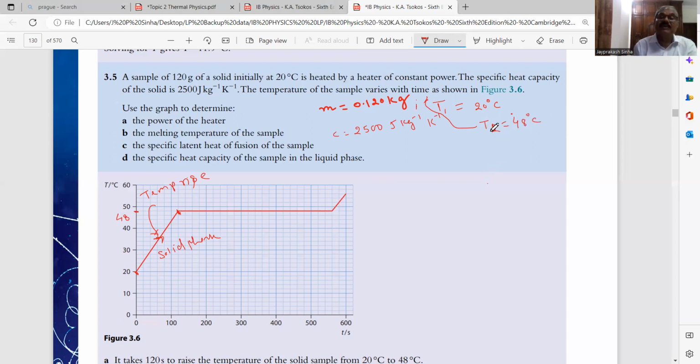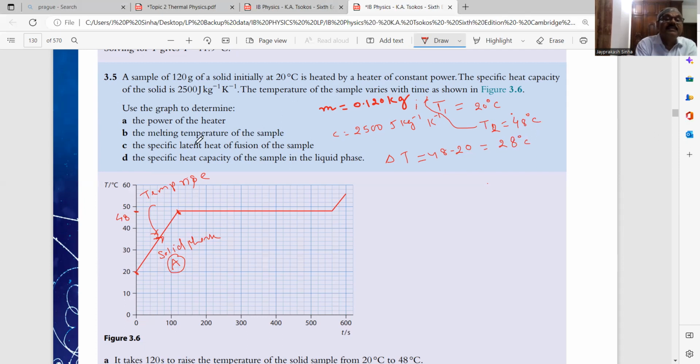So what is the change in temperature, delta T? For this part, you can say this is your A part. So for the A part, delta T is equal to 48 minus 20, which is 28. So delta T is equal to 28 degrees Celsius.